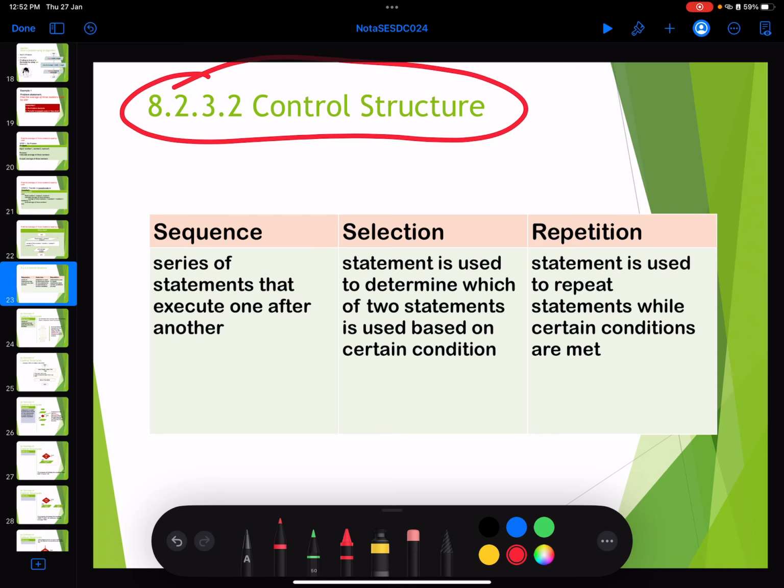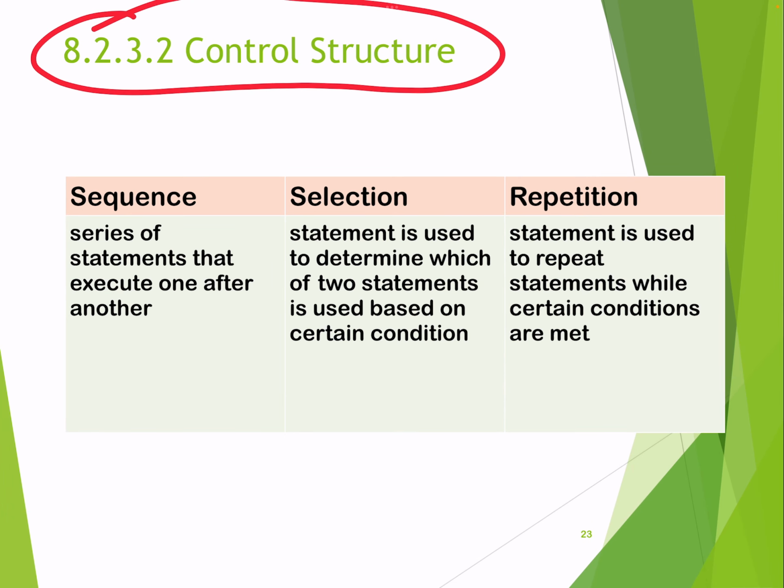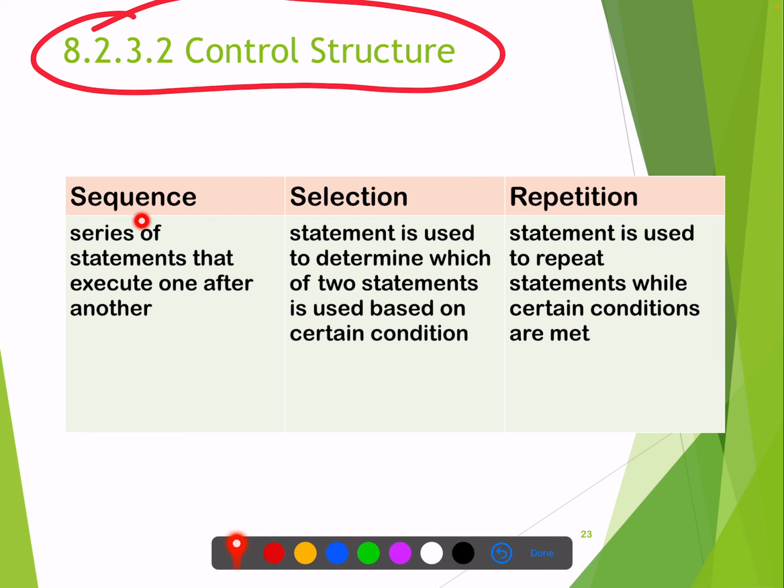Right, today we'd like to teach you about the control structure. We have three types of control structure. The first is sequence, the second is selection, and the third is repetition. Sequence is a series of statements that execute one after the other without any skip for the process or any action.